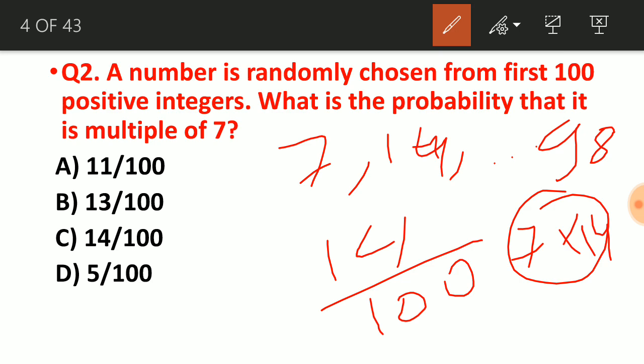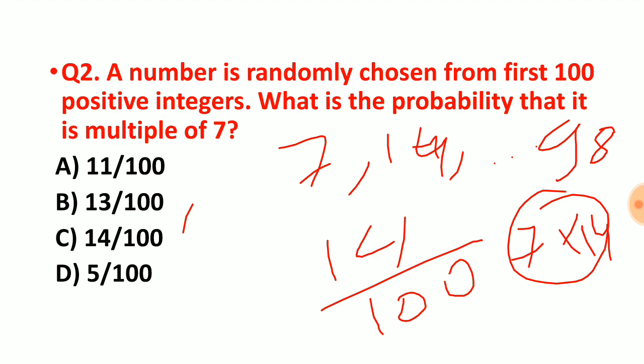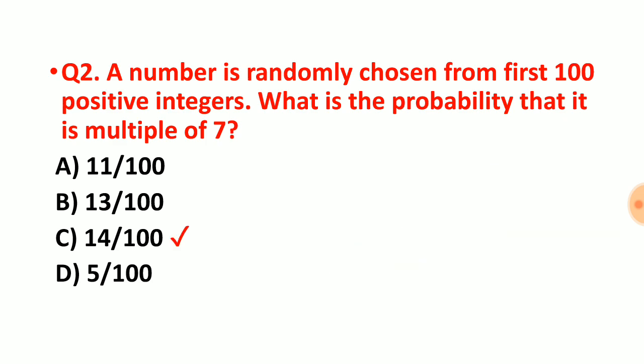7. So 14 by 100, or another fraction will be 7 by 50. 7 by 50 or 14 by 100 must be our answer for question number 2, because there are 14 positive numbers that are multiples of 7 from 1 to 100. So the answer choice for this question will be C, because 7 by 50 is another fraction form of 14 by 100. So option choice C is the correct answer for question number 2.